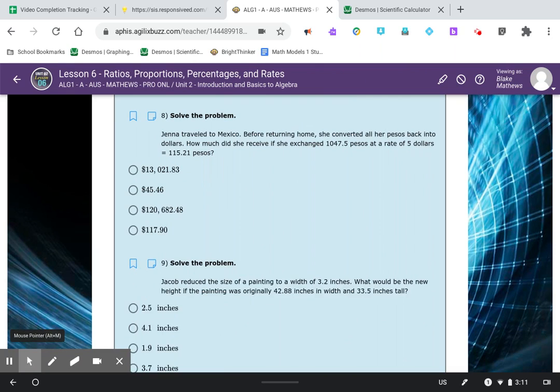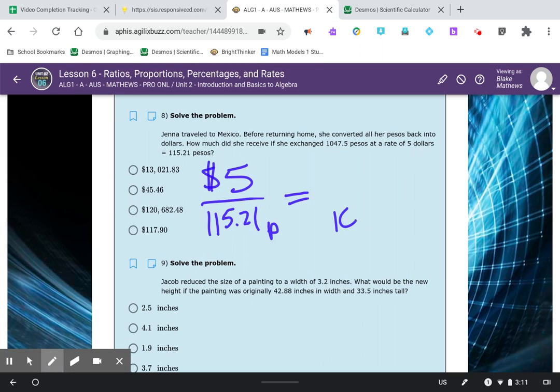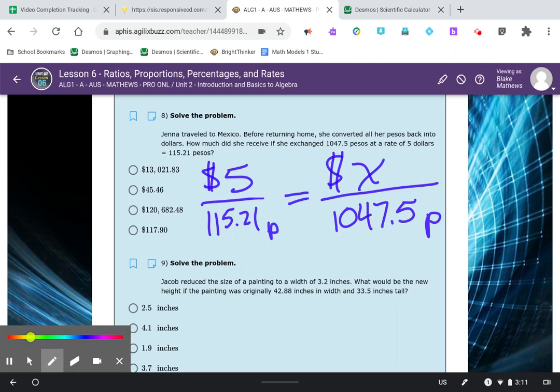More of the same. So this is another ratio, a proportion rather. It says here, the rate of exchange for converting your pesos is that for $5, there is 115.21 pesos. So how much would she get for 1,047.5 pesos? We don't know. How many dollars would she have? X. So we know we're going to cross multiply and divide, just like we've been doing up above.